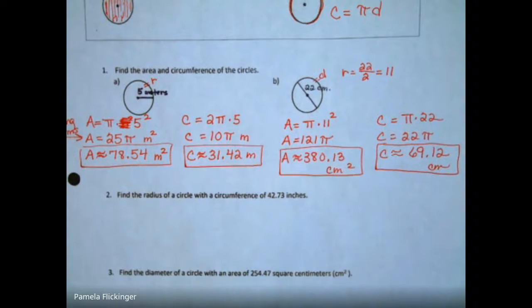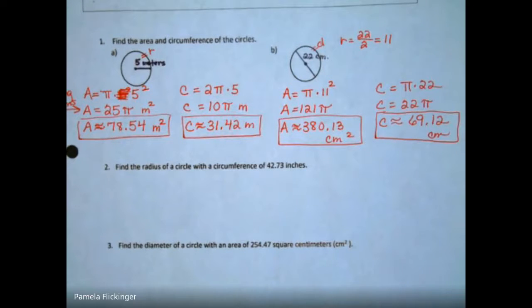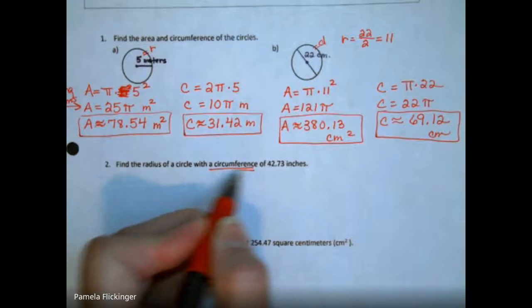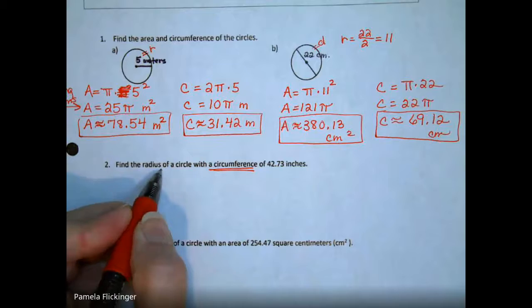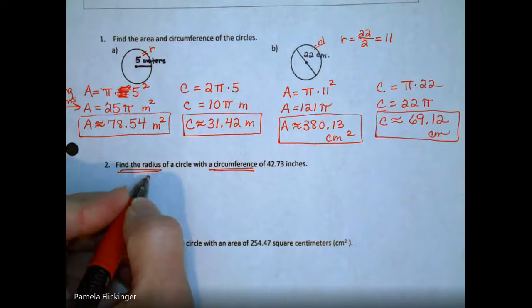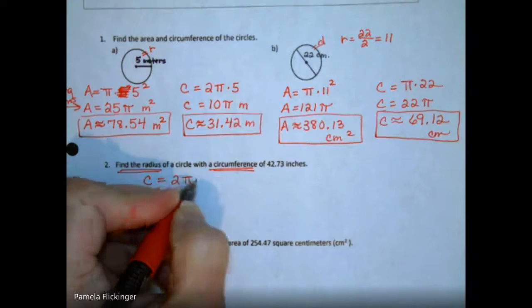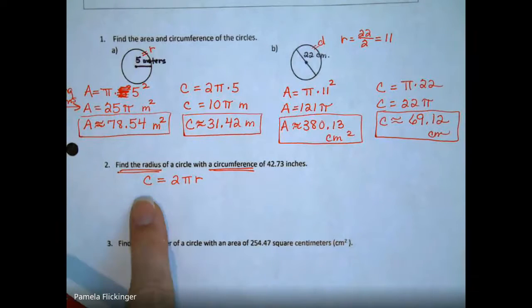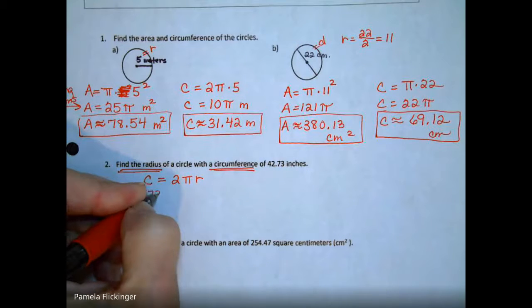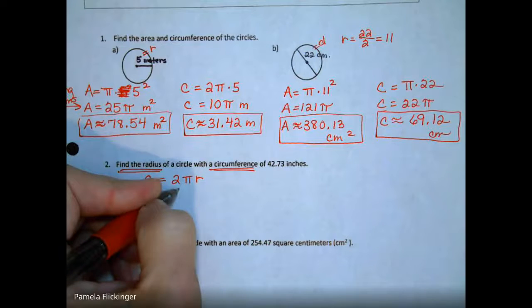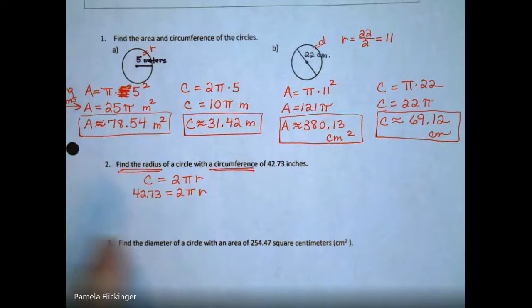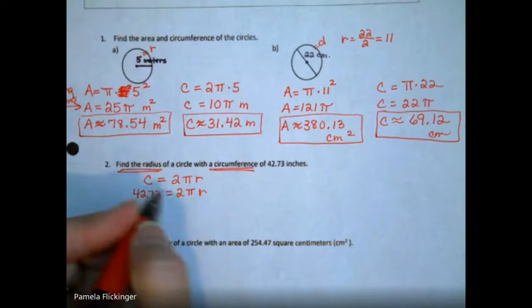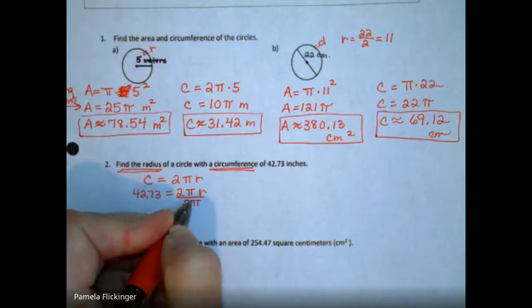All right, so those are just two very straightforward problems. Number two, this one wants us to find the radius of a circle, and we are given the circumference. So whatever you are given, you're obviously going to start with that formula. And since we want to find the radius, then it makes sense to start with circumference equals 2 pi r. So this time we fill in what we have, and that's circumference. So that 42.73 is going to go below the C. And then I've got 2 pi r. Since I want to solve for r, then I'm going to divide both sides by 2 and by the pi.